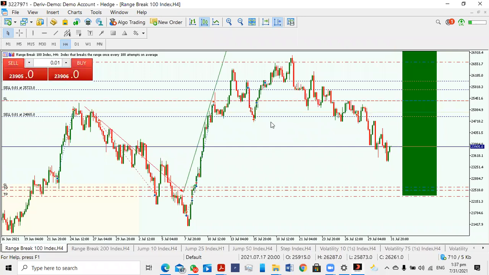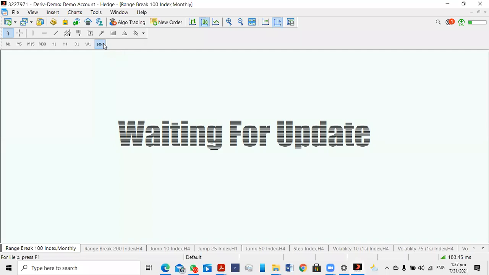So this is it. See my chart now. Majorly, I trade range break, I trade jump and volatility. Since we know that markets move from one liquidity to another, and we are on order blocks, if you want to pick an order block, you have to pick from a monthly, weekly, daily, or 4 hour time frame. Those are the strong order blocks. Let's go to the monthly.